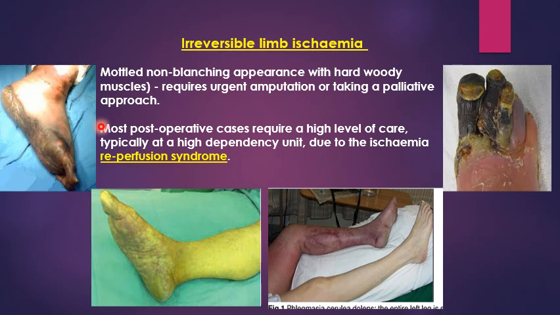Most post-operative cases require a high level of care, typically at a high dependency unit or ICU. Before you go for treatment, ICU care must be very important, because once you amputate this patient, what can happen post-op is reperfusion syndrome, which can be fatal itself. Okay, here you see, just now I showed you massive ischemia. So here you may go for below knee amputation. Here you may have to go for above knee amputations. All right.